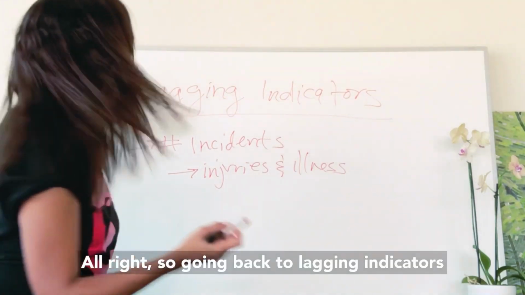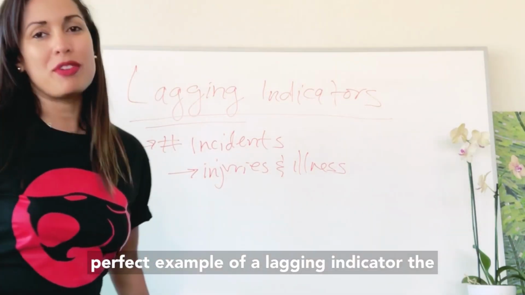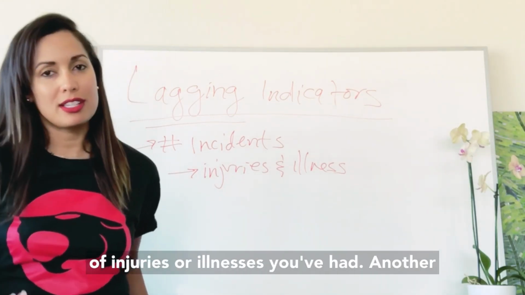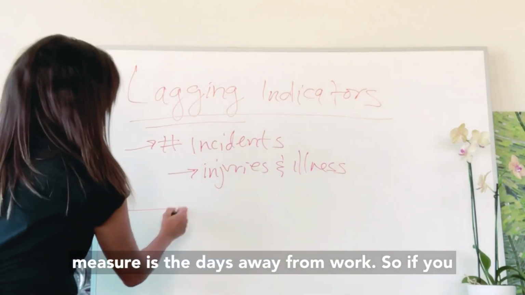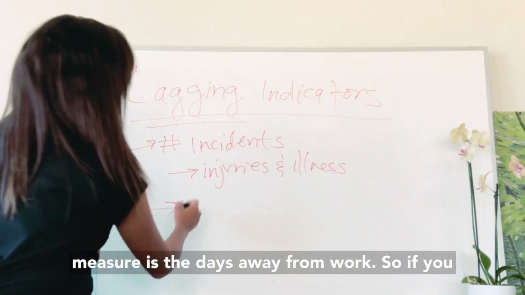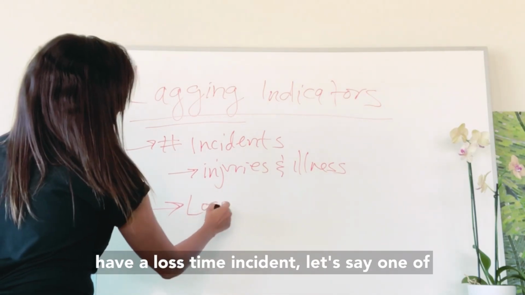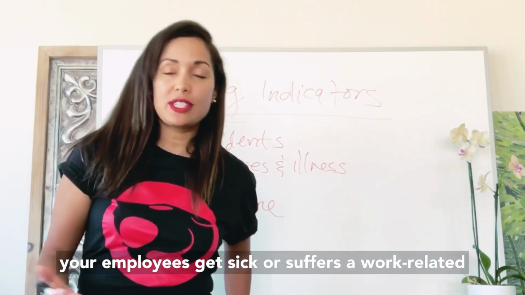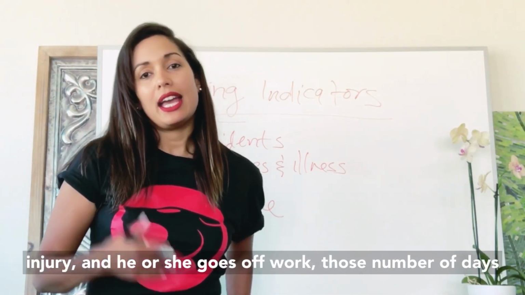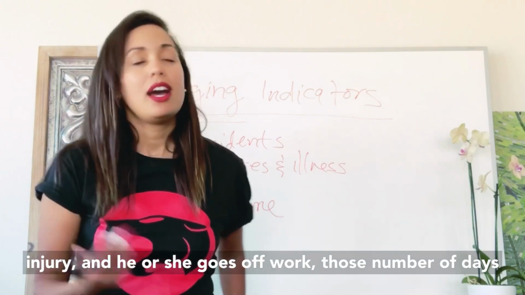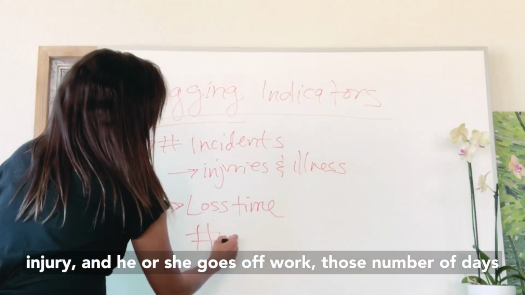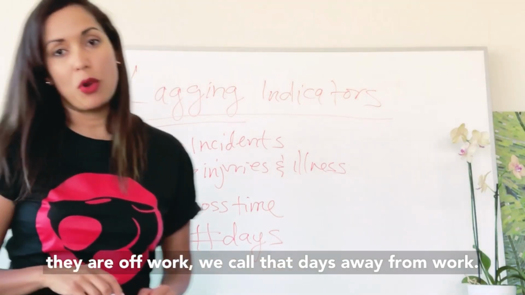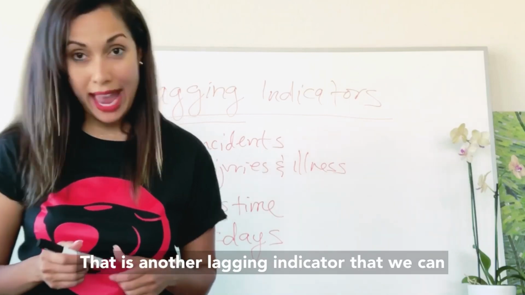All right, so going back to lagging indicators. Perfect example of a lagging indicator, the number of incidents, for instance, the number of injuries or illnesses you've had. Another measure is the days away from work. So if you have a lost time incident, let's say one of your employees gets sick or suffers a work-related injury, and he or she goes off work, those number of days they're off work, we call that days away from work. That is another lagging indicator that we can measure.